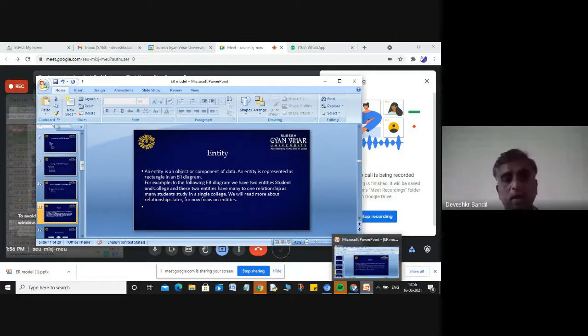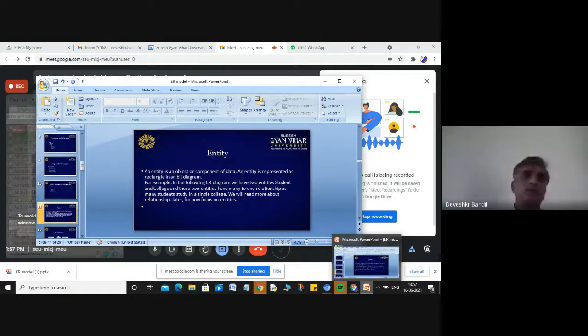Here I have taken an example. In the following ER diagram, we have two entities: student and college. You can see in my previous diagram that student and college are both entities represented in a rectangle. These two entities have a many to one relationship, as many students study in a single college.